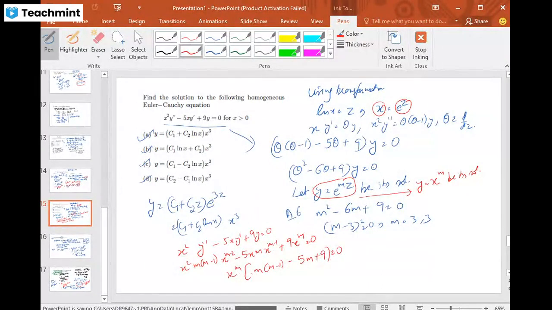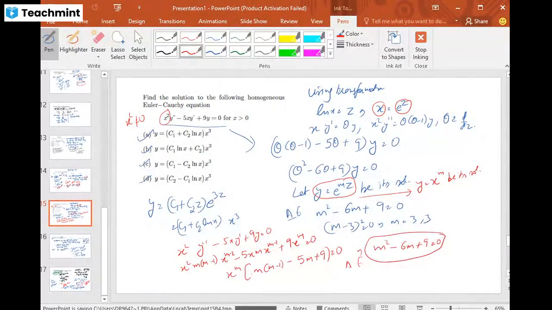Obviously, x should not be equal to 0, because the condition for the differential equation to be normal is that the leading coefficient should not be equal to 0. So x is not equal to 0. So what we have here is m square minus 6m plus 9 equal to 0. So this is the auxiliary equation.